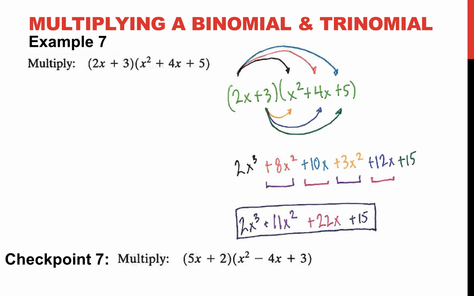That allows me to have 2x cubed plus 11x squared plus 22x plus 15. Go ahead and pause the video and use example 7 as a guide for checkpoint 7, and I'll be here when you get back.